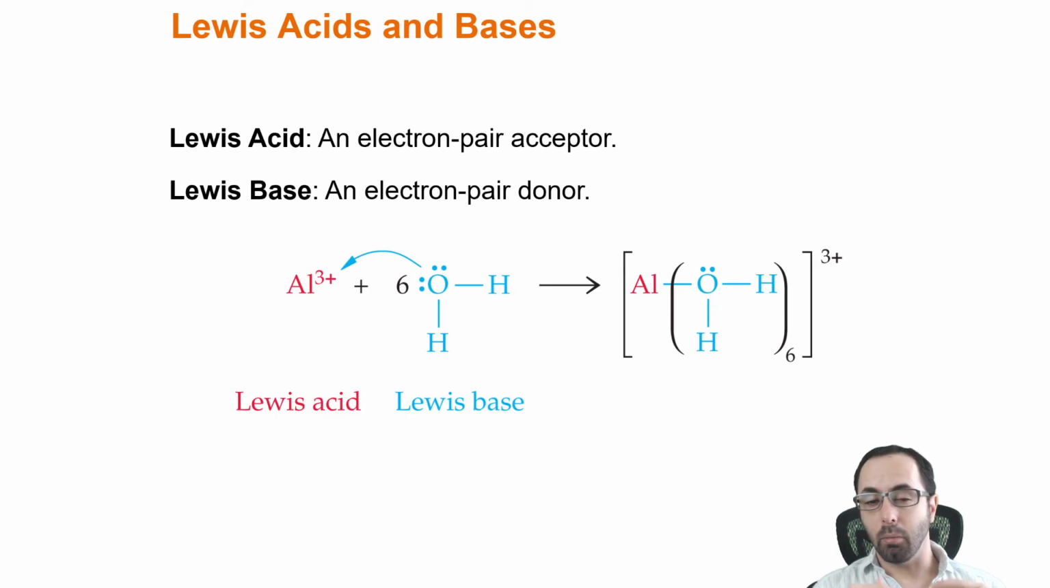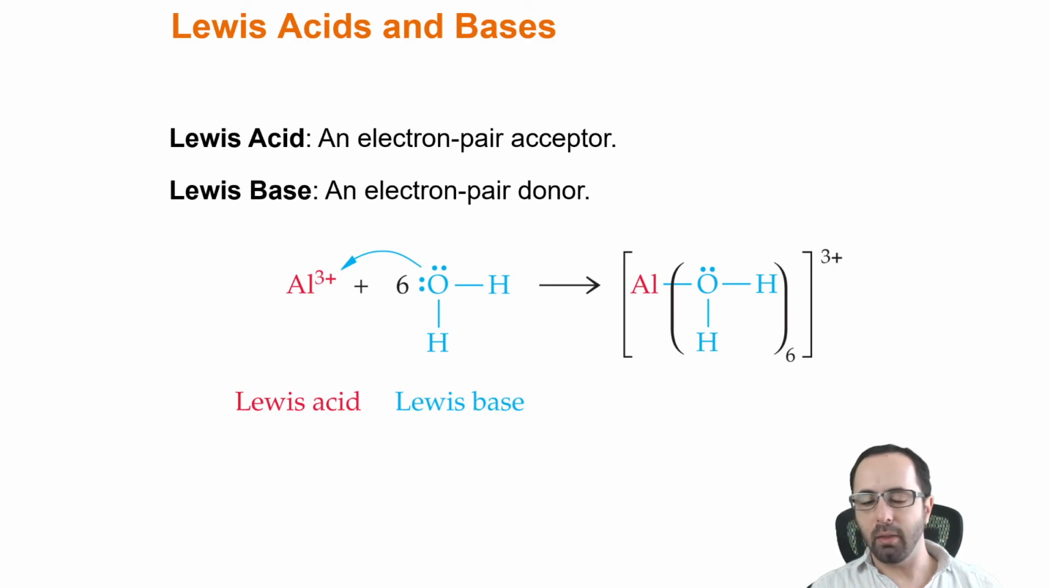However, there is a broader definition that is also used, and this is the Lewis definition. And this definition is so broad, it can be extended to include many, many different types of reactions that don't, on their surface, look to be acid-base reactions. And so the definition of a Lewis acid is an electron pair acceptor. And a Lewis base is an electron pair donor.